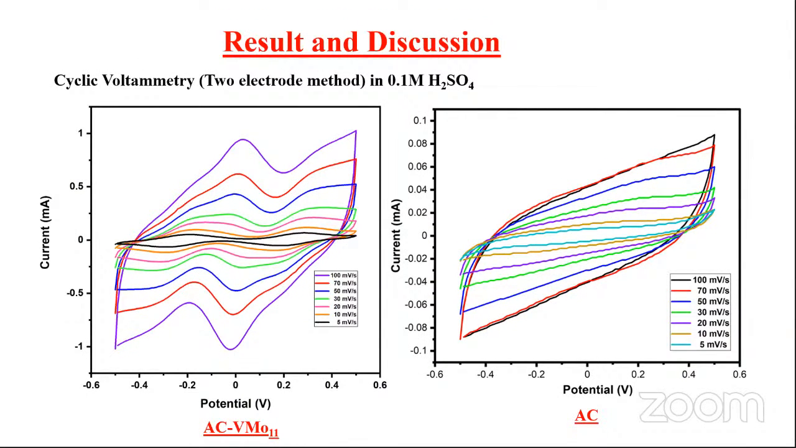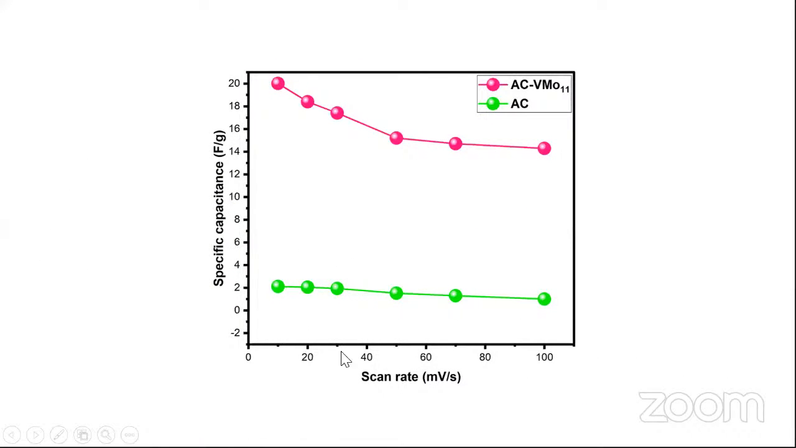Okay, sir. Cyclic voltammetry was done using 0.1 molar H2SO4. This is the CV graph for the composite. The first one is the composite, the second one is the ash. This is the graph between scan rate and specific capacitance. Here it is clear that the composite is giving the highest capacitance, nearly 20.